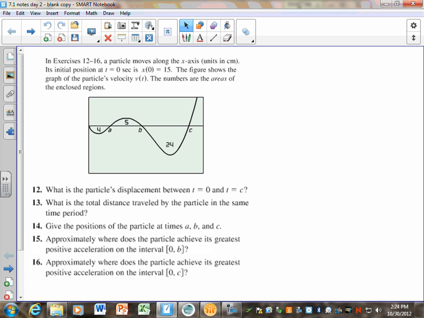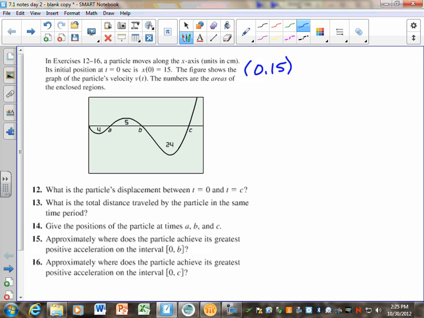When they give you this picture and it says a particle moves along the x-axis, units are in centimeters. The initial position at t equals 0 seconds is 15. So that means they're giving us that ordered pair (0, 15). And it shows the graph of the velocity. The numbers are the areas of the enclosed region. And remember, that's what we're doing when we find the integral from a certain point to another point. We're finding the area under that curve. And so what they're doing in this is they're just giving you that.